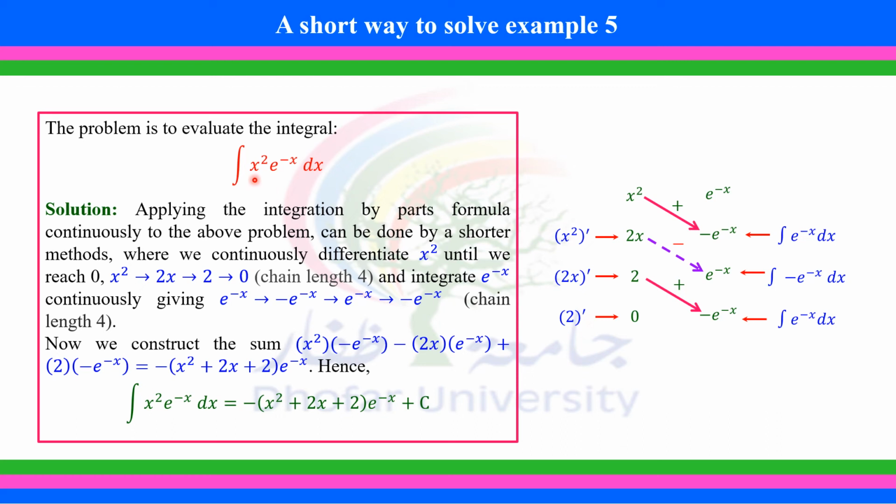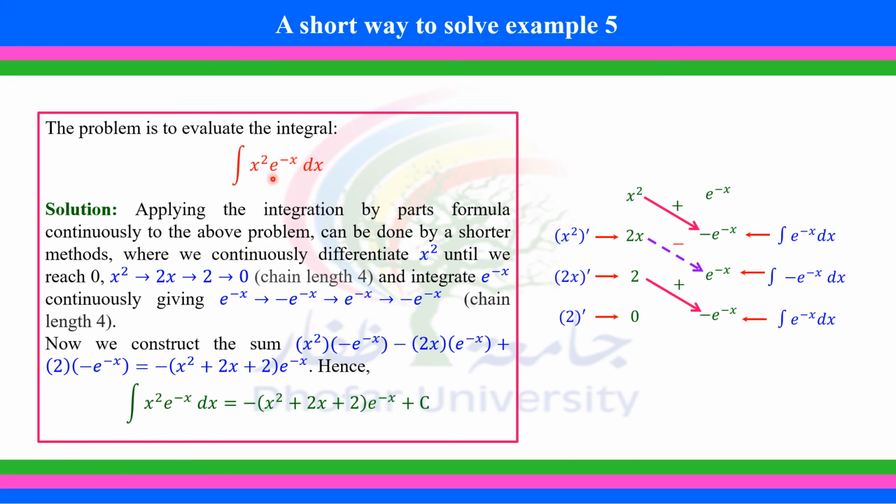Since x squared is a polynomial of second degree, we know that if we compute its derivatives, the derivative of x squared is 2x, the derivative of 2x is 2, and the derivative of 2 is 0. So we end at 0. If we continue differentiating, we will remain obtaining zeros. Okay, so we stop at the first 0 that we reach.